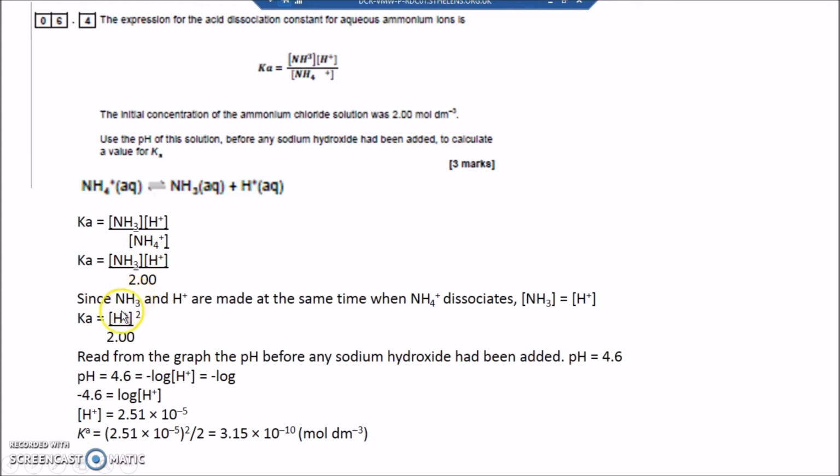And so now I've got H plus concentration squared, so I square this, divided by the 2 mole per decimeter cubed, which is the concentration of NH4 plus ammonium chloride. 3.15 is Ka, and that's what I'm trying to find. So I worked out that I must be reading from the graph to find the H plus concentration in this reaction here before any sodium hydroxide had been added.